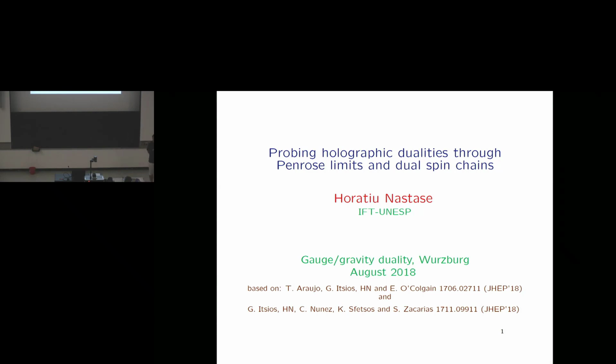So yeah, today I'll tell you about ways to test holographic dualities using the Penrose limit, specifically by looking at dual spin chains and trying to understand the corresponding relation to the gravity dual. And this is based on these two papers from last year.